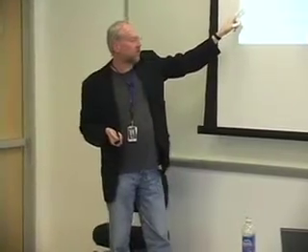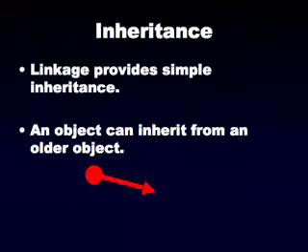And then again, I can augment it by adding another thing here. But if I ask my new object what its grade is, there's no grade here, so it'll return A. It inherits that value from this object. So linkage provides a simple inheritance mechanism. Any object can inherit from an older object.